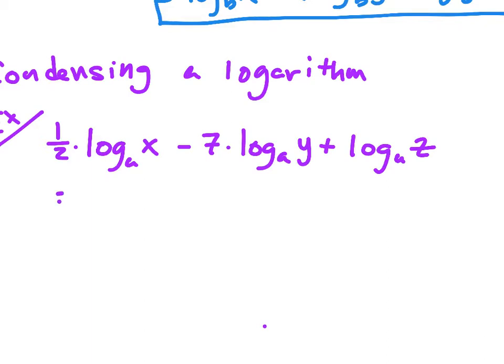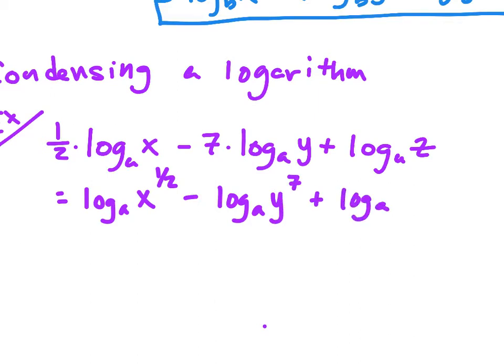So this is going to be equal to log base a of x to the 1/2 power minus log base a of y to the 7th power plus log base a of z. Now, what I notice here is that there aren't any parentheses. So I'm just going to work from left to right, because you might wonder, do I multiply these two and then subtract? It depends. If you have something in parentheses, then you would have to do that part first. So when you're condensing these down, you do have to adhere to the order of operations.